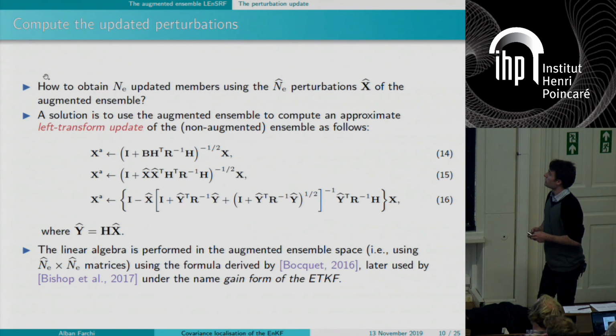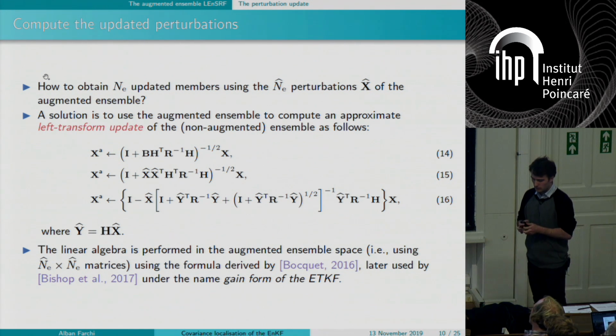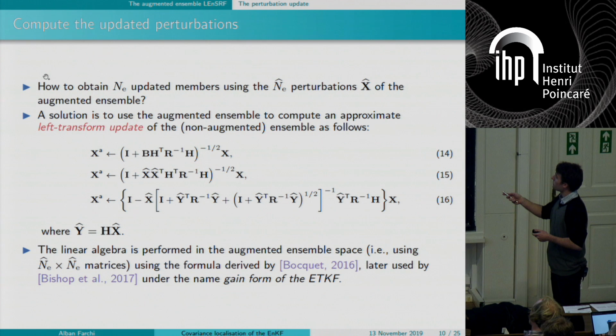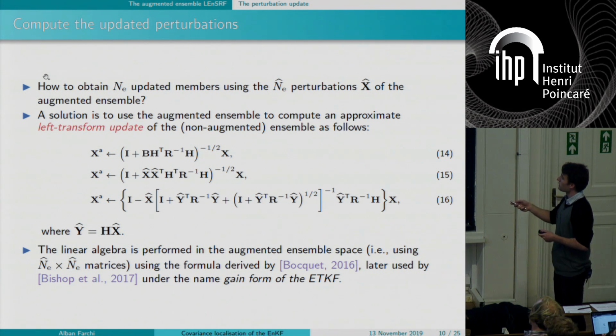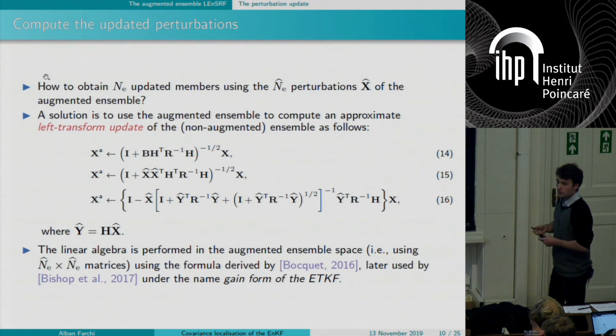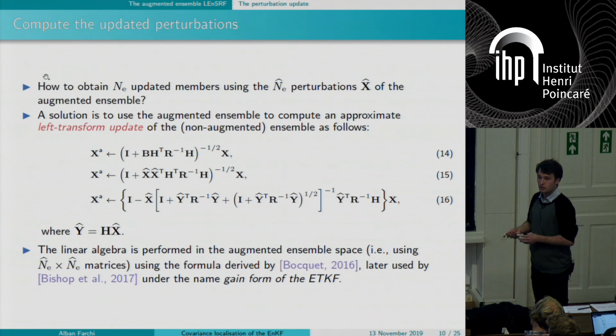The solution is to use the augmented ensemble in order to compute an approximate left transform of the original ensemble. So we start from the exact left transform. We replace the B matrix by the sample covariance matrix of the augmented ensemble. And then with a bit of linear algebra, we can show that the second equation is equivalent to the third equation, where now the linear algebra is performed in the augmented ensemble space, which means that the matrices are smaller.